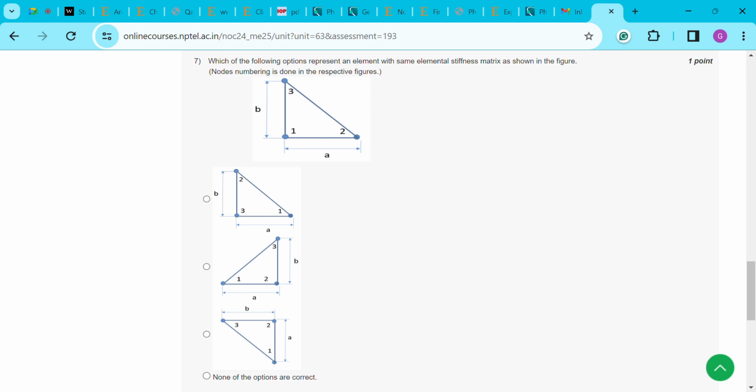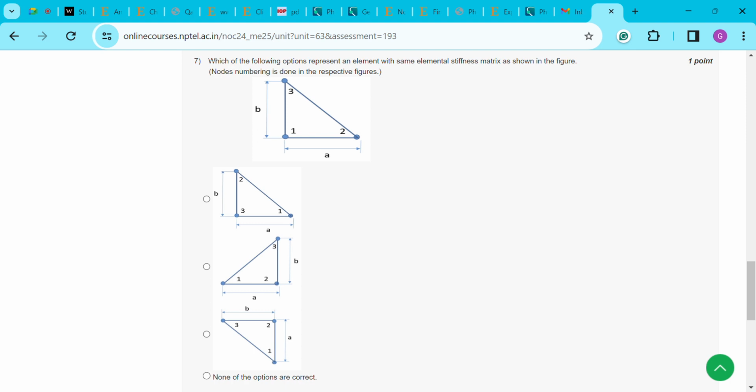Yeah, none of them are. See, the ordering of the nodes matters, and here node one is coming at the right angle. Similarly, it should be the same. Otherwise the matrix elements will differ.